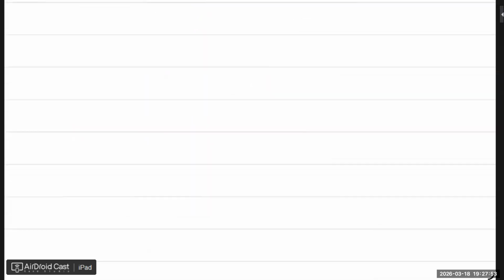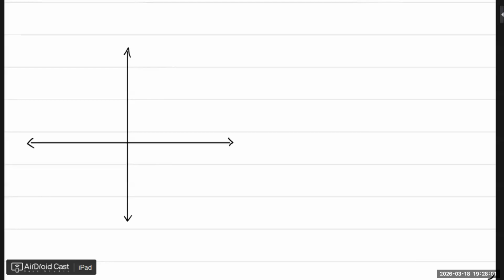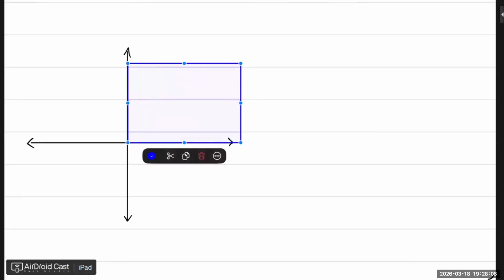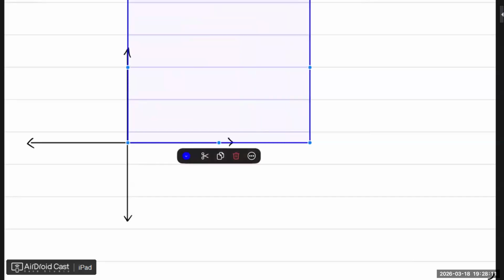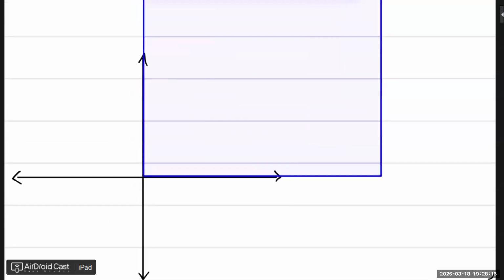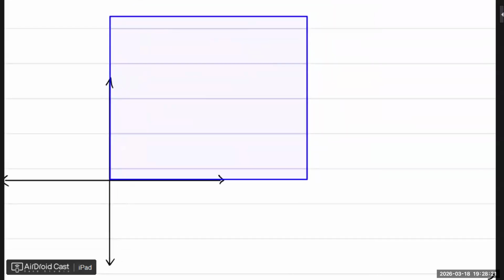Let's look at something else. Let's say I'm asking you about the whole first quadrant. Is the whole first quadrant a subspace? So that whole section there. Now let's see if it's true or not. Firstly, does it contain the zero vector? Yes, it does contain the zero vector.